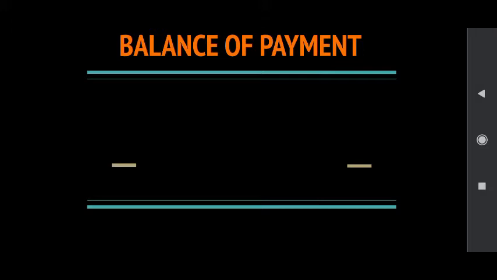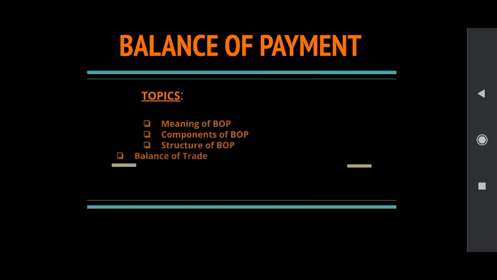In this video we'll be learning about balance of payment from macroeconomics class 12th. Before we proceed with the video, let's find out the topics which we'll be learning. We'll be learning about the meaning of balance of payment, the components of balance of payment, the structure of balance of payment, the balance of trade, autonomous and accommodating items.